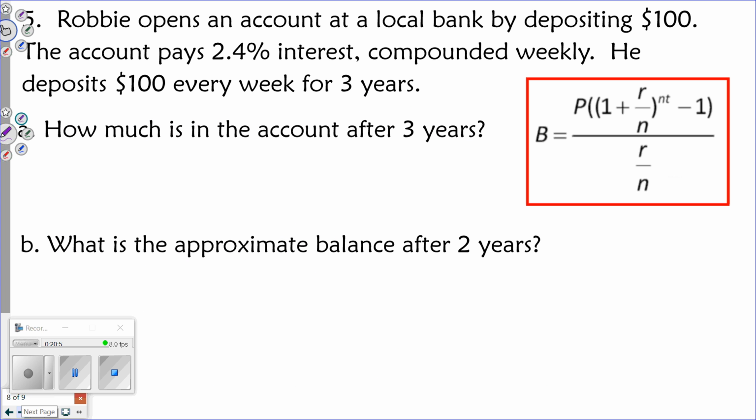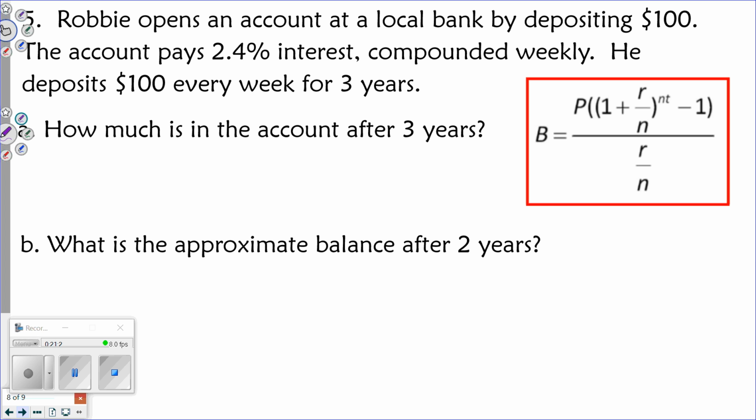All right, number 5. Robbie opens an account at a local bank by depositing $100. The account pays 2.4% interest compounded weekly. He deposits $100 every week for 3 years. How much is in the account after 3 years? So again, getting you thinking once I give you all these formulas. How much money is going to be in there in the future? So your brain's like, okay, it's a future value problem.